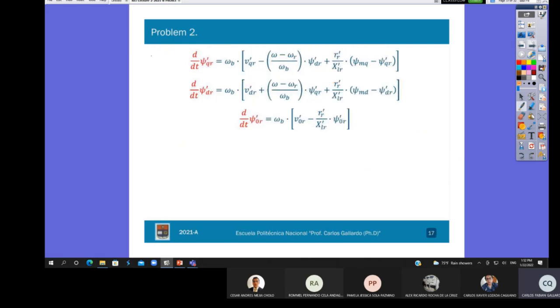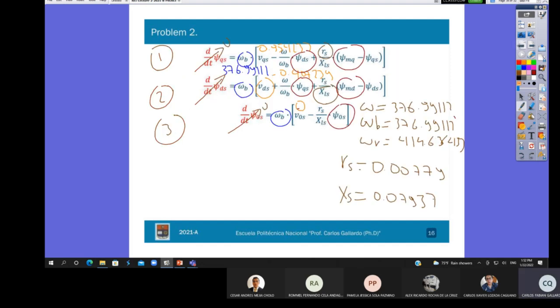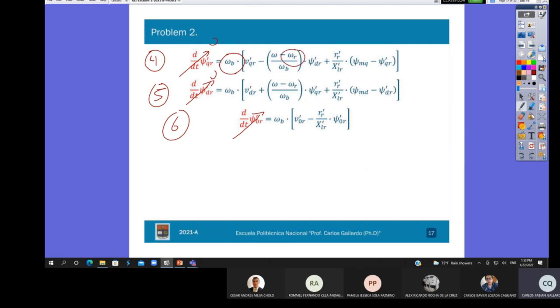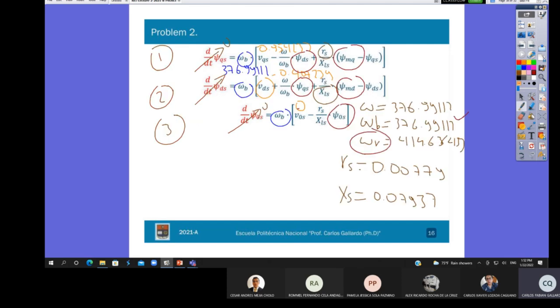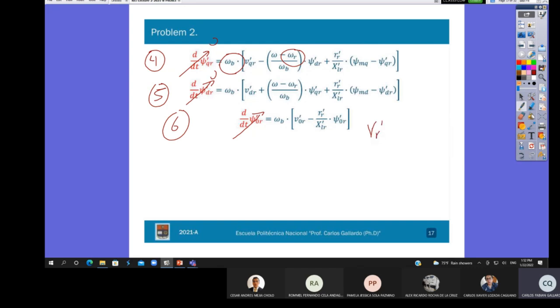So this is the equation for the rotor. So let's call this equation 4, 5, and 6. The derivatives are equal to 0. Okay. This speed, the base speed, is this value. The rotor speed is this value. The rotor resistance is equal to 0.0082. The rotor reactance is equal to 0.4. Okay, so I have this.